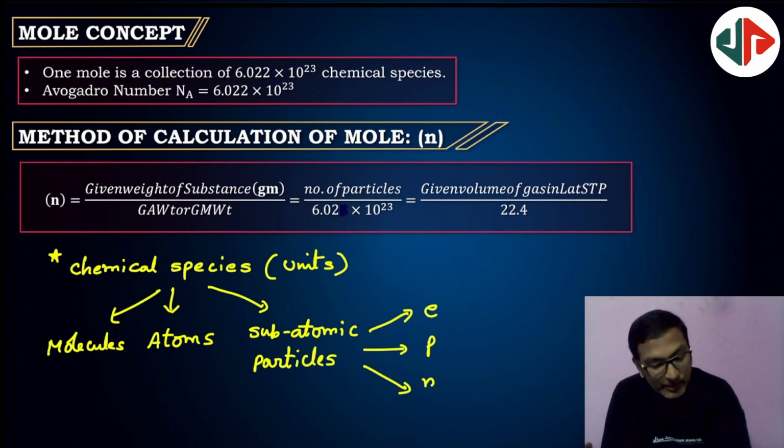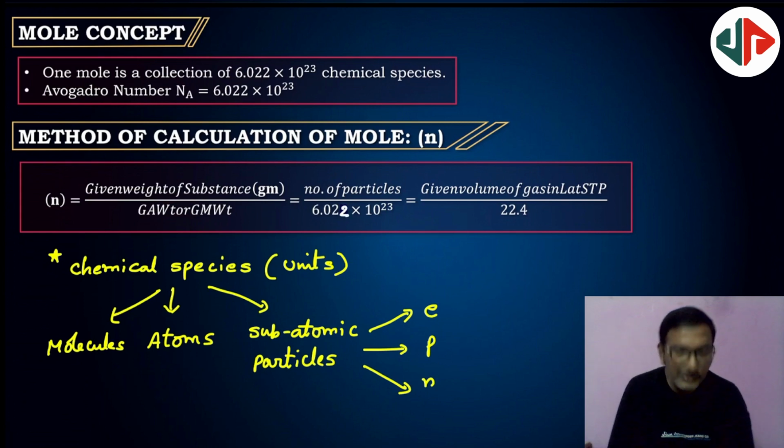Avogadro's number is 6.022 × 10^23. Next, one more formula to calculate the number of moles: given volume in liters at STP divided by 22.4. So, gram molar volume is 22.4. So, this is about the mole and the formulas to calculate the number of moles.